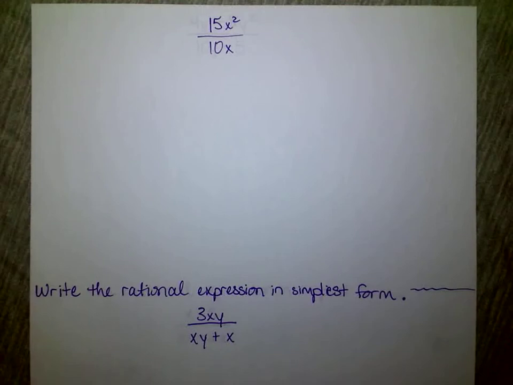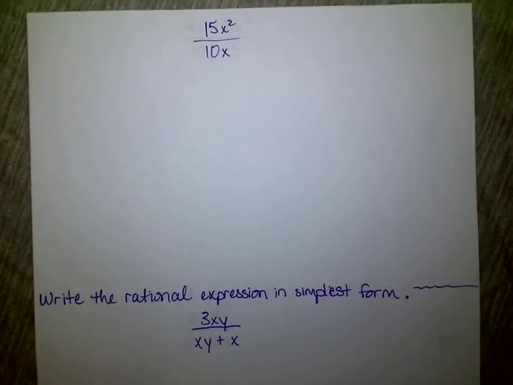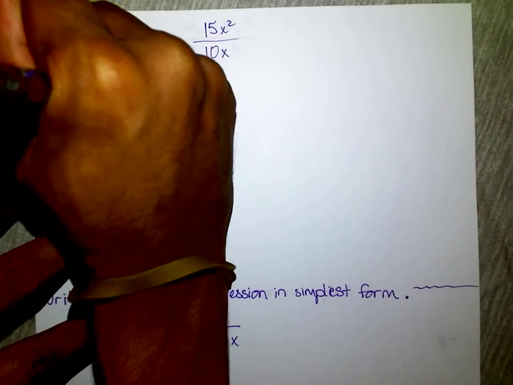First problem says write the rational expression in simplest form. Our first problem here is 15x squared divided by 10x. All right, so I want to rewrite it first.